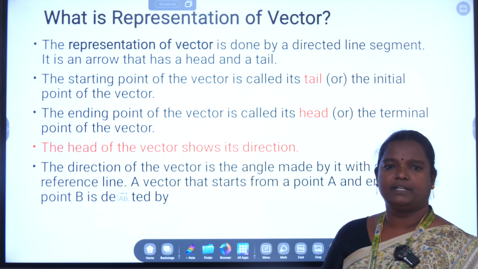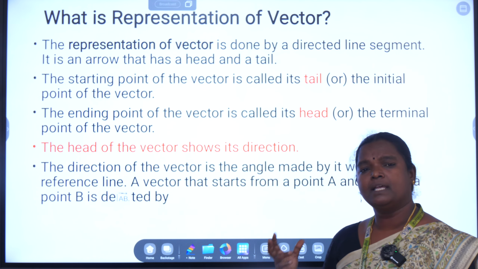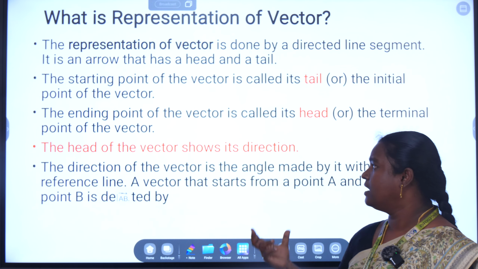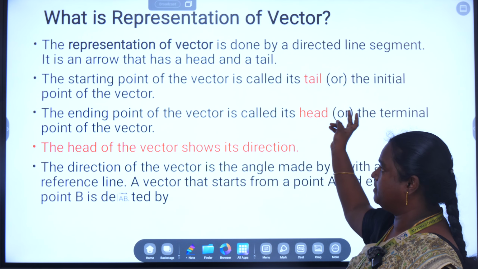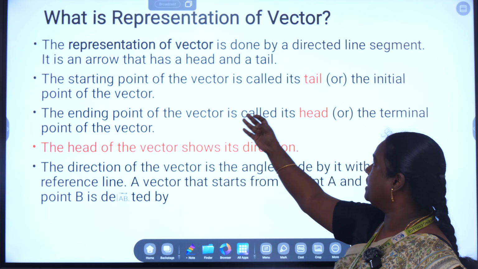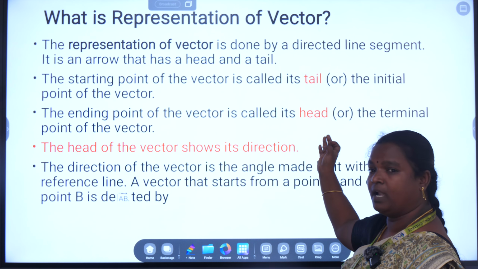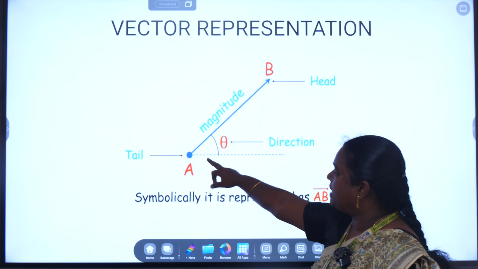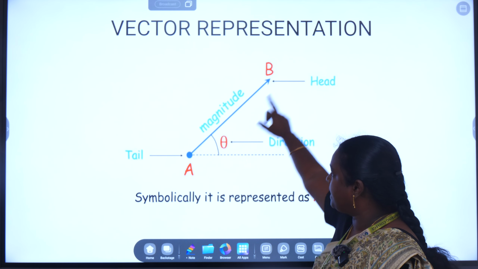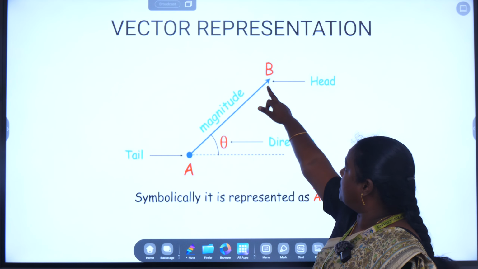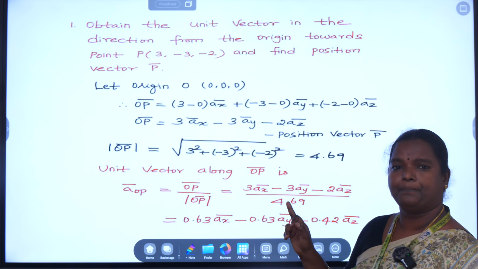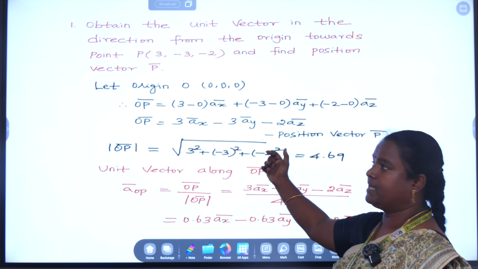So how to represent a vector? As we discussed, a vector is a quantity which has both magnitude and direction. So a vector can be represented by a directed line segment with some magnitude and direction. This line segment has a starting point called the tail and an ending point called the head. So simply a straight line cannot be considered as a vector. A straight line which has a magnitude with some direction can be considered as a vector. Now we'll see the problems with respect to this vector representation.